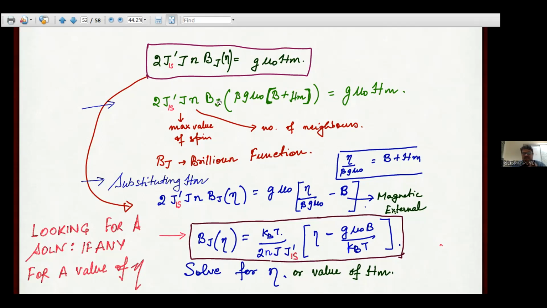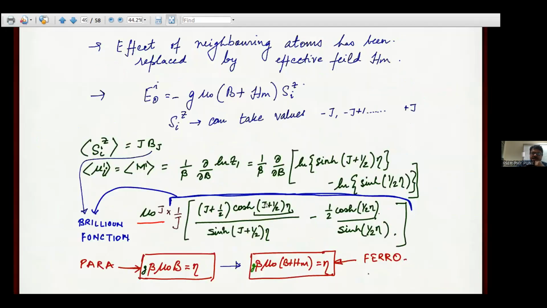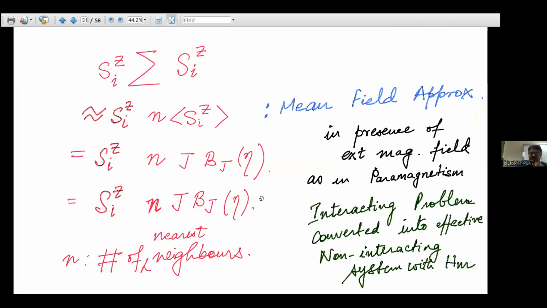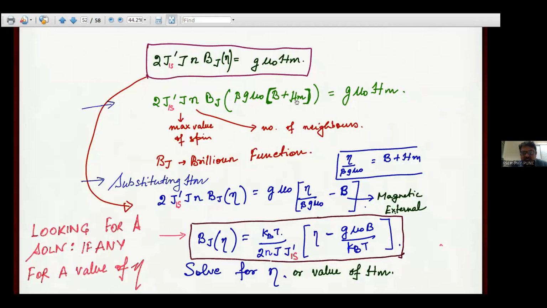Right? It's a Brillouin function, where the Brillouin function was this coth function, coth of (J plus half) eta, minus half coth of eta over 2. So this was the Brillouin function. And inside that you have HM. On the right hand side of the equation, again you have HM. So this is a transcendental equation. It cannot be simplified, right? So here we have eta, and here we have HM.